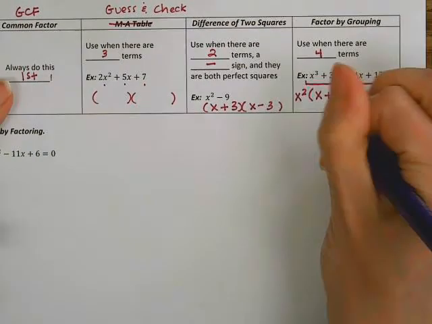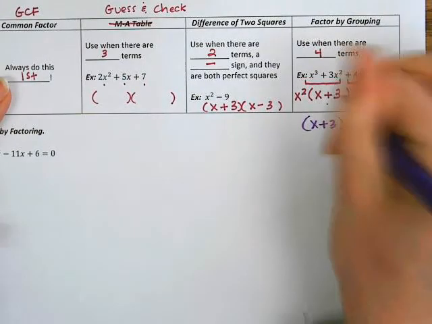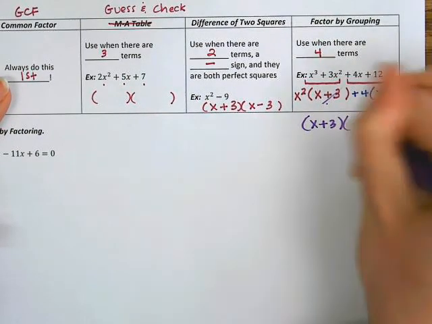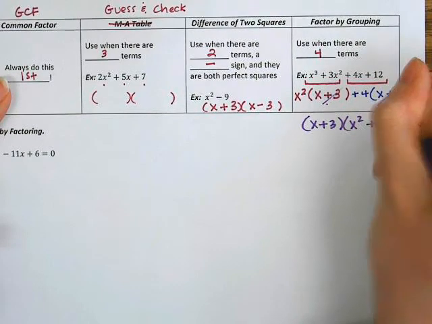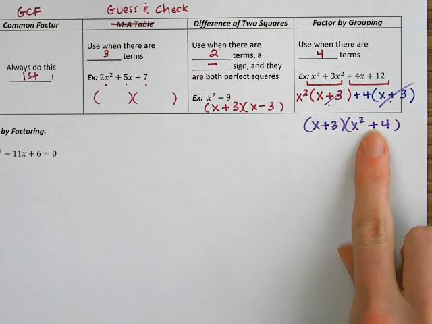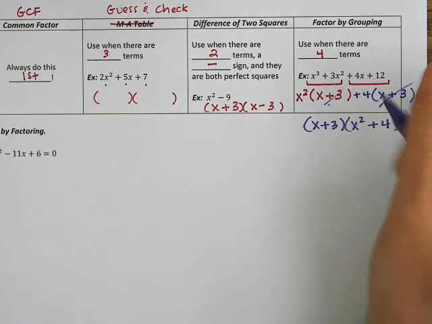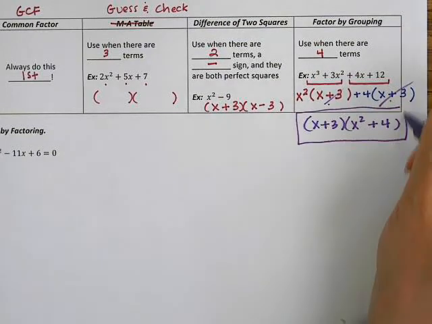And then notice they both have an x plus 3, so we pull that out. And then everything left goes in the next one, x squared plus 4. Now, you would want to do more, but this is a plus sign, so it's not one of these. So you're actually done right here.